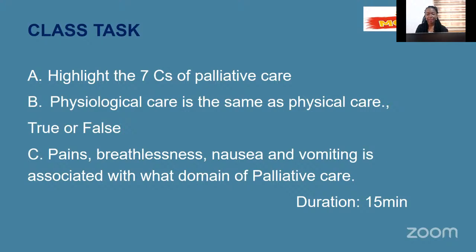It's not the same. Okay, why do you say so? Because psychological, you are trying to talk to them. But I'm not talking about psychology, I'm talking about physiology. Oh, sorry. Physiological care is the same as physical care. Well, yes, because physiology and physical, I think it's the same. Yes, it is. Okay, someone else should try.